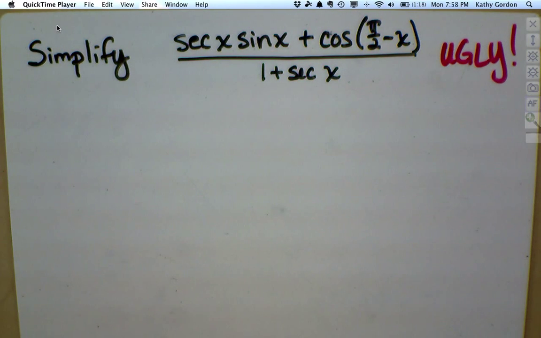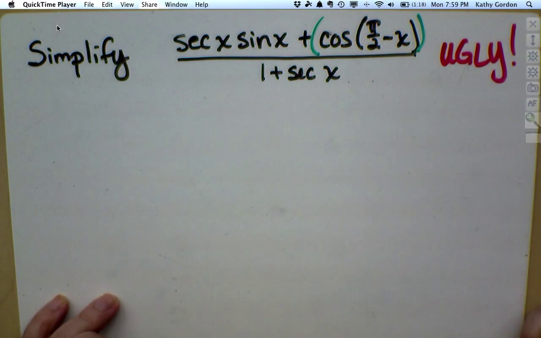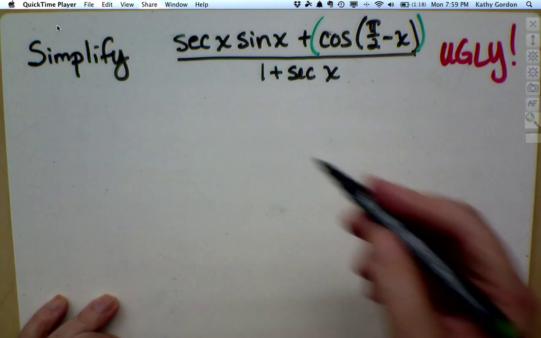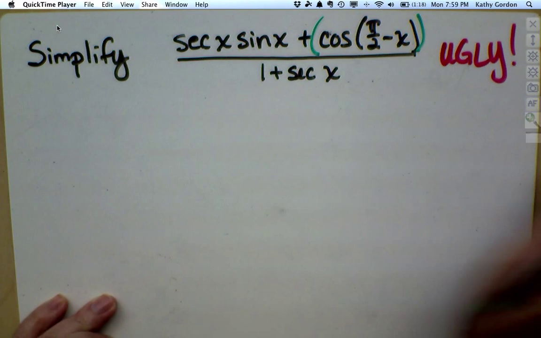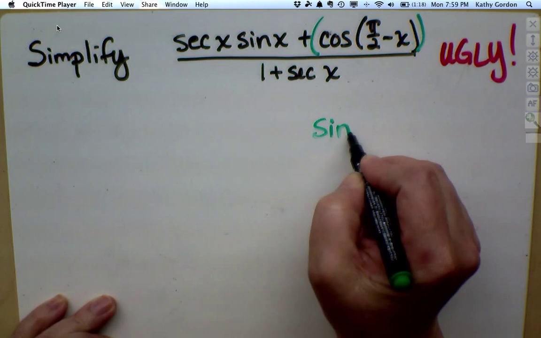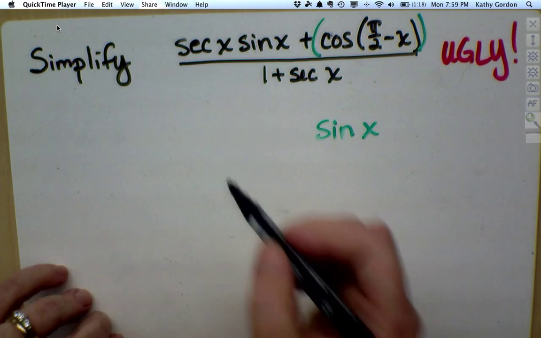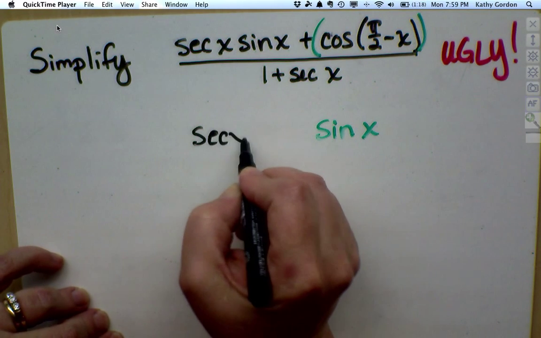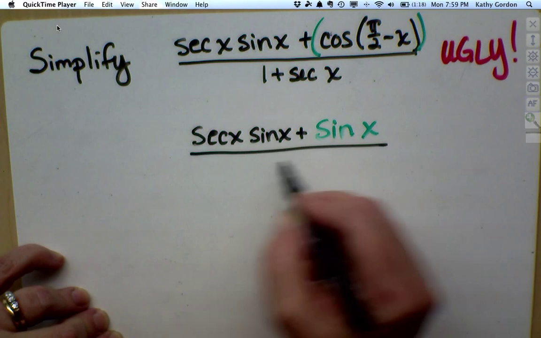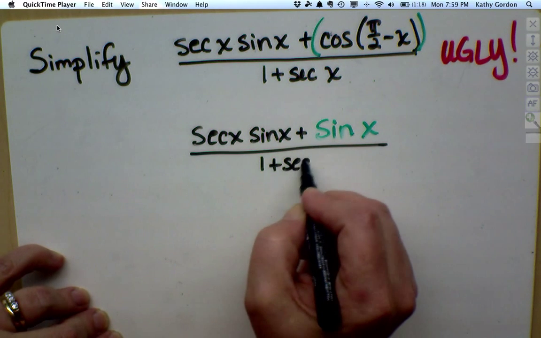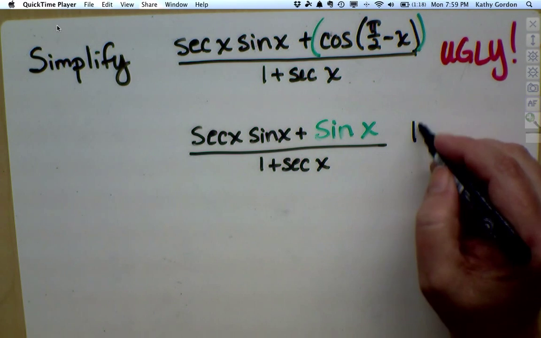So let's try that. In place of cosine of pi over 2 minus x, I'm going to replace that with sine of x. Everything else is the same. I haven't touched anything else, so I still have secant x and sine x and a plus and everything over 1 plus secant x. Now, does that seem helpful?